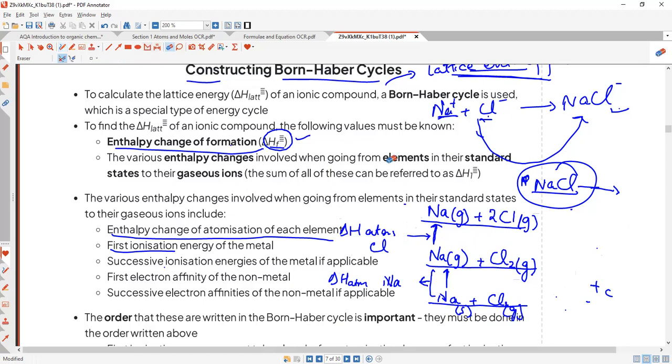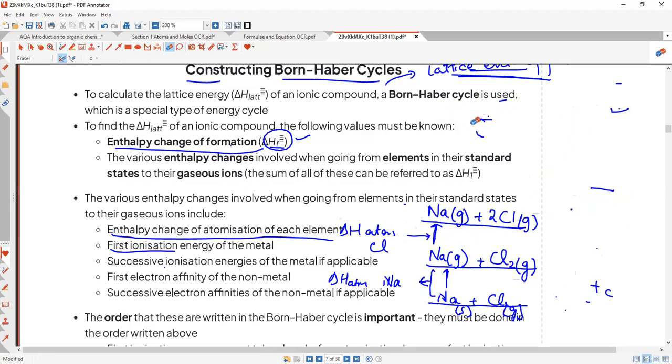Okay, so next, because we now have both gaseous ions, the next point would be ionization energy. The sequence is important. First of all, the atomization energy of each element, then ionization energy. Again, one by one. First of all, for sodium, because there is only one atom that can lose an electron. Ionization energy is the energy required to remove an electron from an isolated gaseous atom.